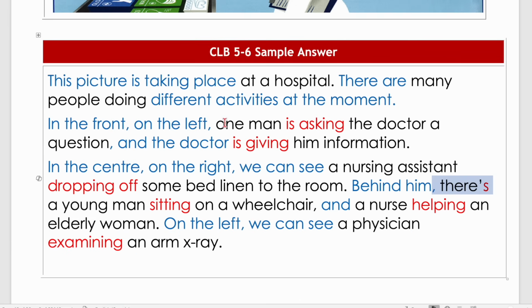Here we said one man is asking. The doctor is giving. Here we said we can see a nursing assistant. And here we said there is a young man. All 3 ways to describe people. Very good. And also again, on the right, behind him, on the left. So very good organization. We want to do that, okay?